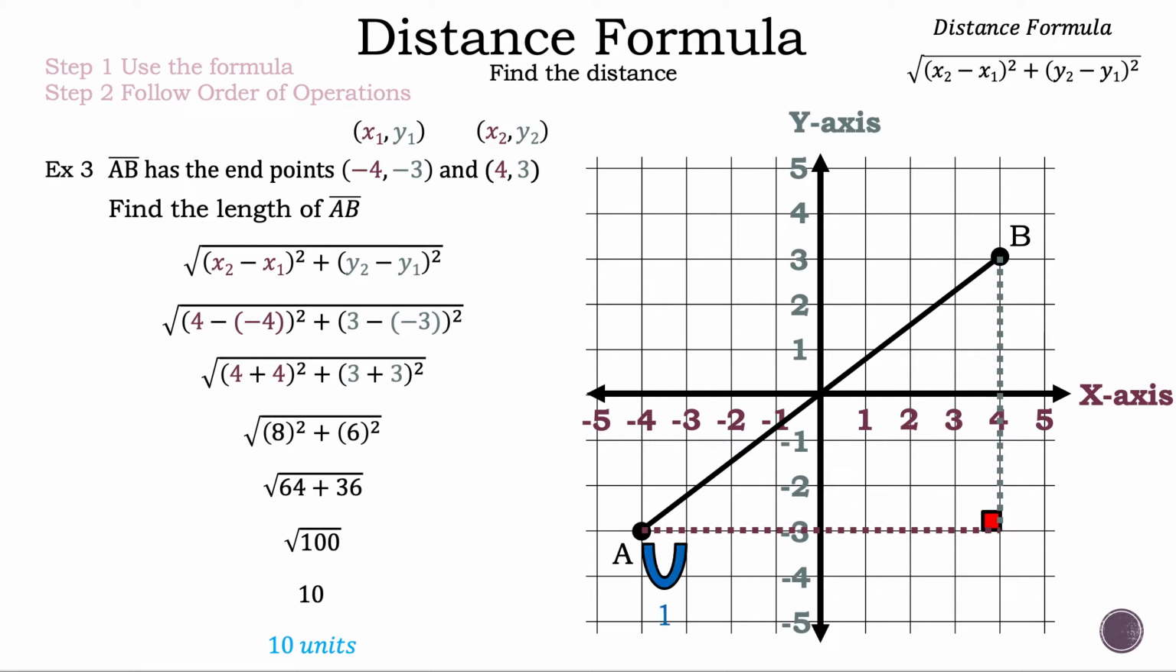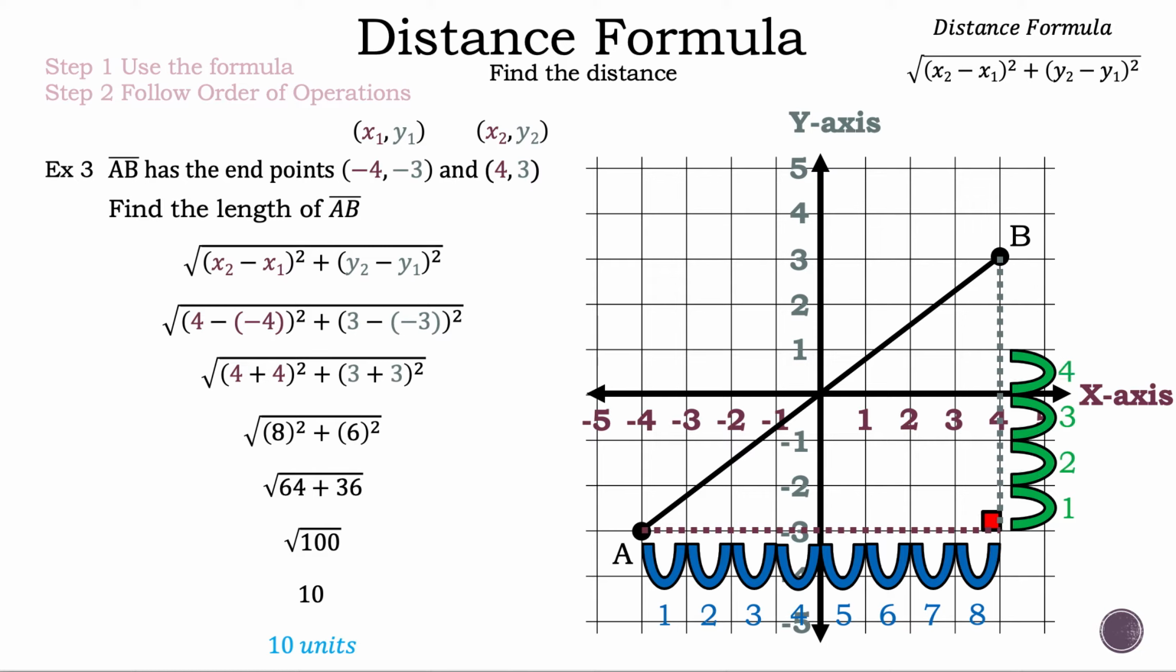First, by counting at point A. So we have 1, 2, 3, 4, 5, 6, 7, and 8. Let's continue with the other leg. 1, 2, 3, 4, 5, and 6. So we found the measurements of these legs, 8 units and 6 units.